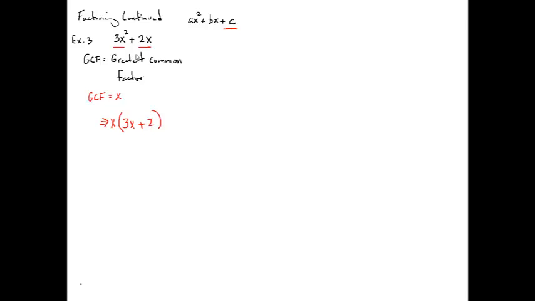4y to the 4th. Let me write it down. So let's call this example 4. And where is it? I just lost it. There it is. 4 times y to the 4th power minus 36y squared. And I want to factor this completely.